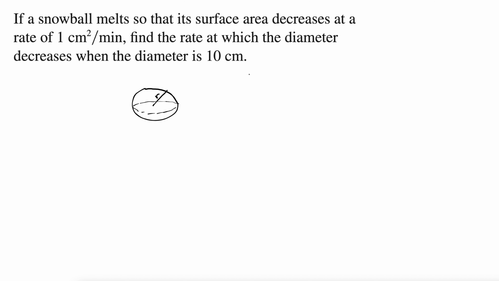twice that distance. Let's clearly keep track of what is given in this example and what our goal is. That helps us narrow it down and focus on the math rather than all these words. So given, the surface area decreases at a rate of 1 square centimeter per minute. This gives us dA/dt equals -1 centimeter squared per minute.